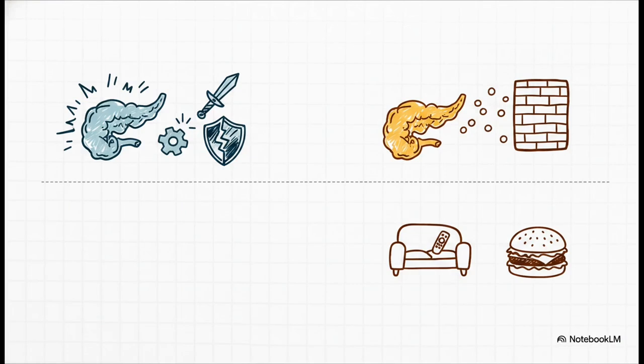Now, you've also got to master the strict divide between Type 1 and Type 2. In Type 1, you're looking at an absolute insulin deficiency, right? It's caused by autoimmune beta cell destruction. So if you're suspicious of Type 1, you want to hunt for specific markers like anti-GAD antibodies or islet cell antibodies. Type 2, on the other hand, is a multifactorial beast.